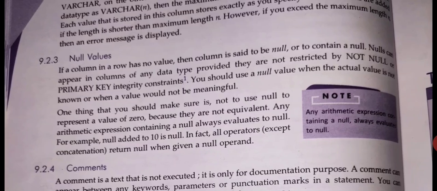Any arithmetic expression containing a null always evaluates to null only. For example, null added to 10 is null. In fact, all operators return null when given a null operand.